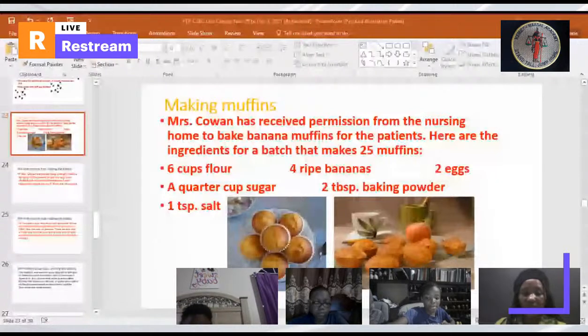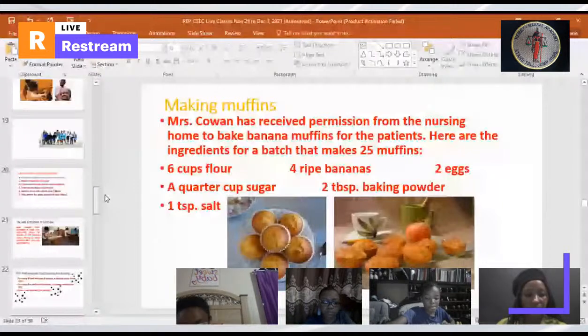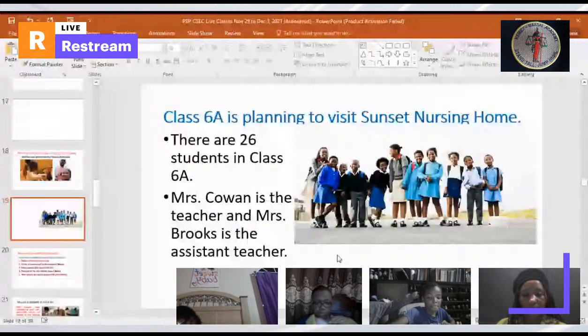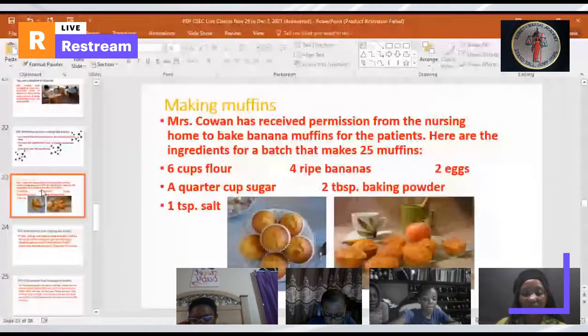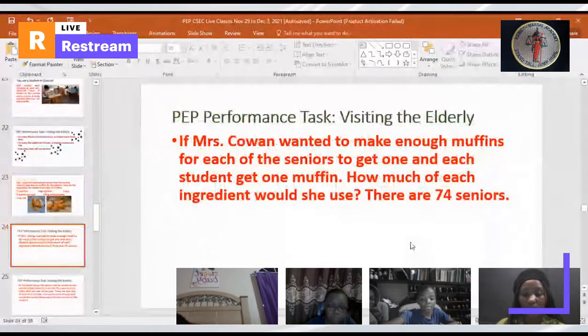Let's go back to that slide. 26 students. All right, so let's see how many students. Read that and tell me how many students. How many? 26. 26 students. Each student must get a muffin as well, not just the seniors. Isn't that what it says? Mrs. Cowan wanted to make enough muffins for each of the seniors to get one and each student to get one muffin.